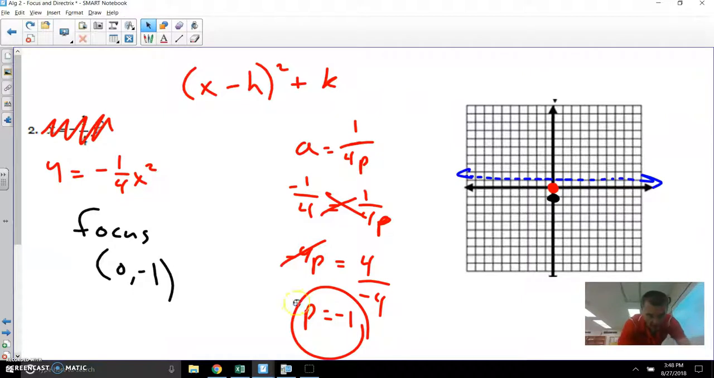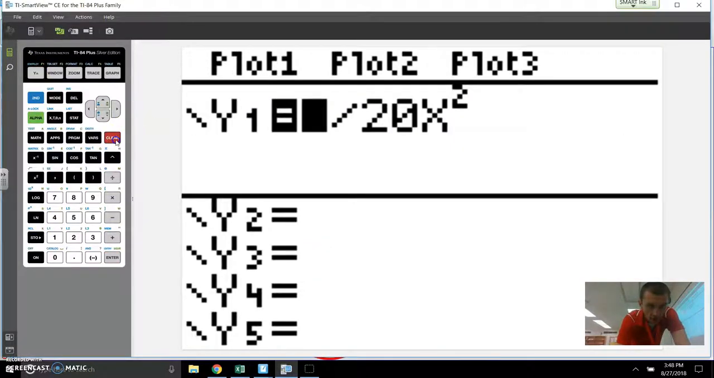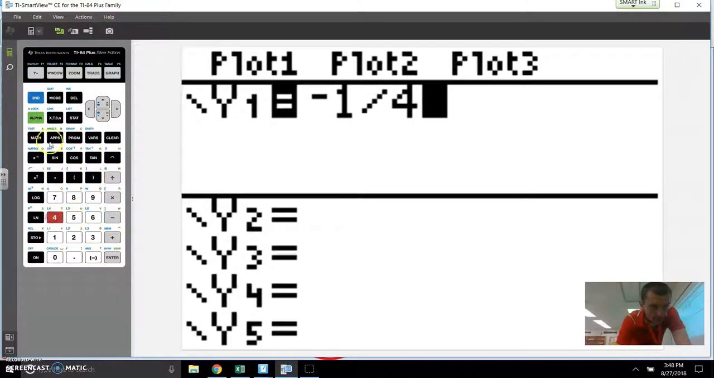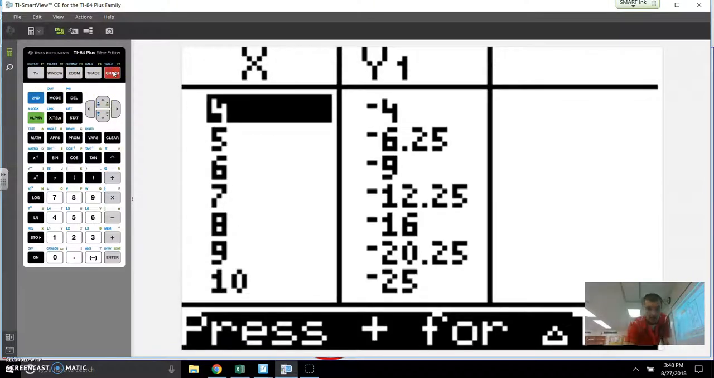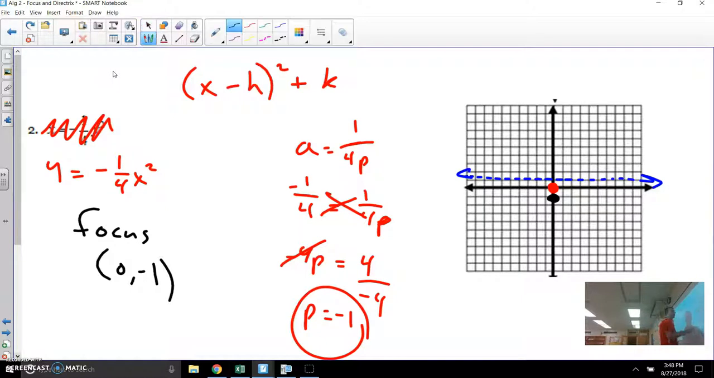So like I was saying, we can use a graphing calculator to type in the equation, and it can help us figure out where everything is. So negative 1/4 x squared. And let's go to the table, and I'm looking for a good point. I see 4, negative 4. I also see 6, negative 6.